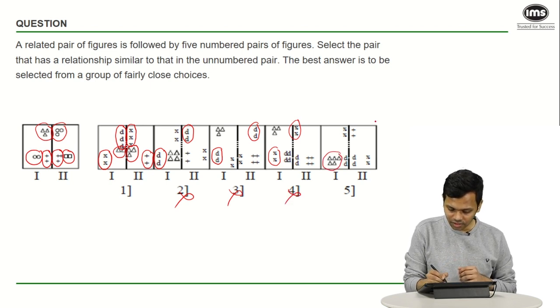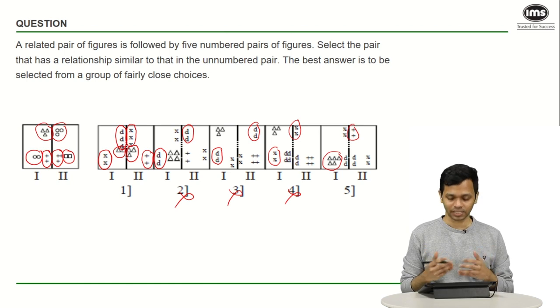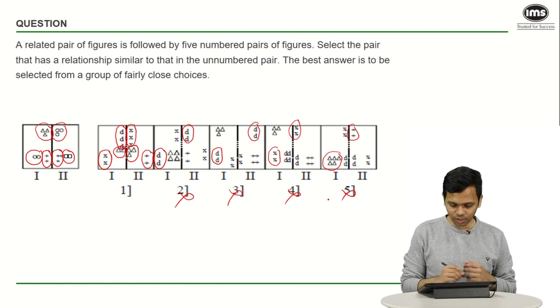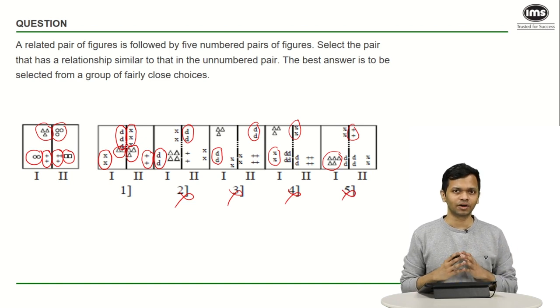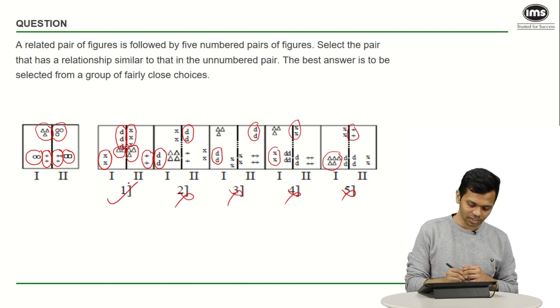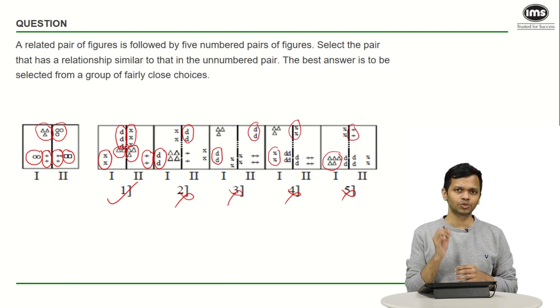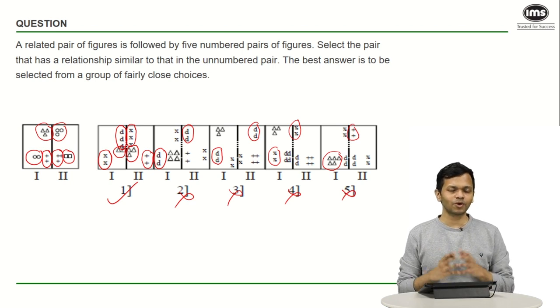And the 5 triangles somehow are getting replaced with plus signs and that is getting vanished, and the reduction in number is not very consistent with what is happening in the unnumbered pair. So clearly our answer for this question is option 1. Of course, while you are solving this in the exam, once you spot the logic, you will not really check for the remaining options.